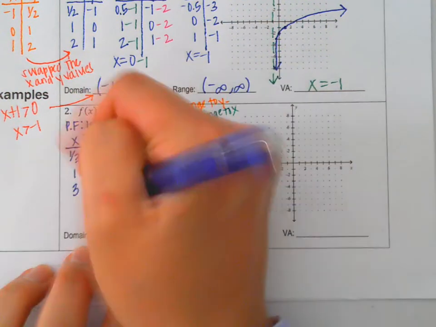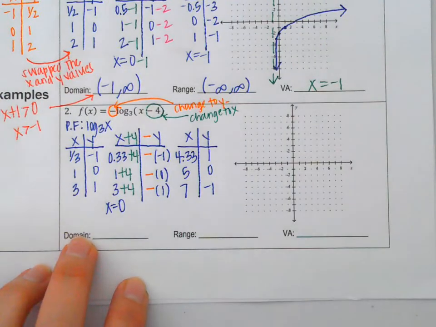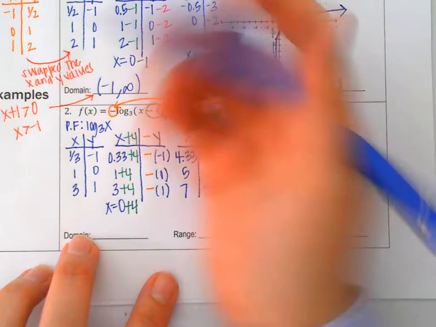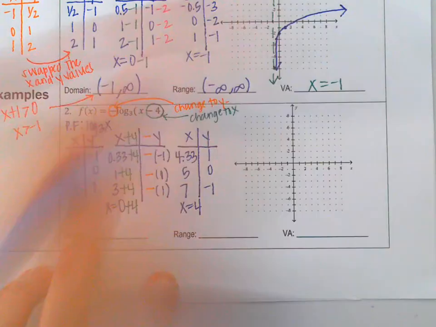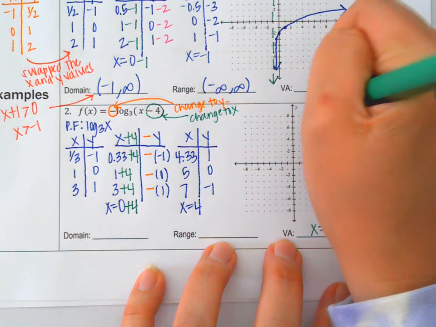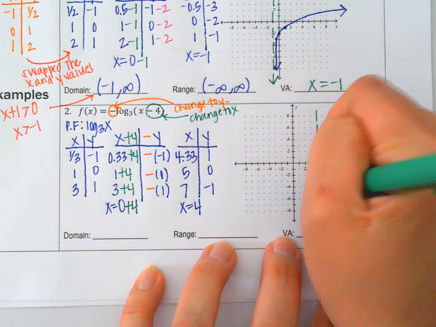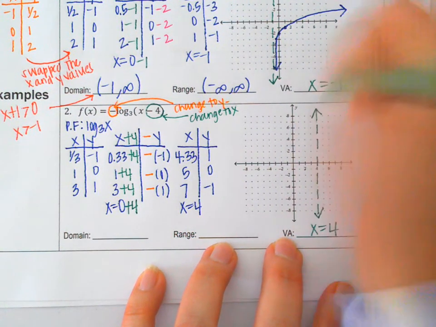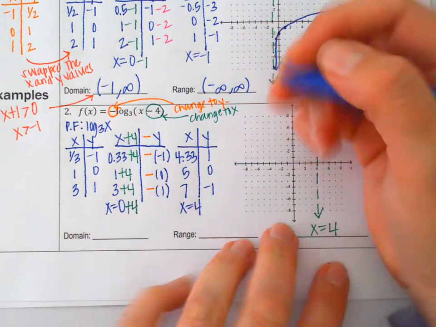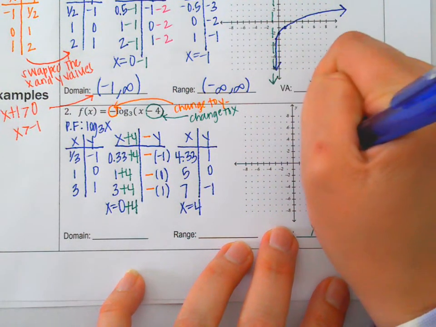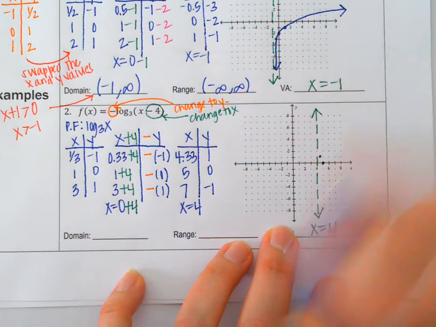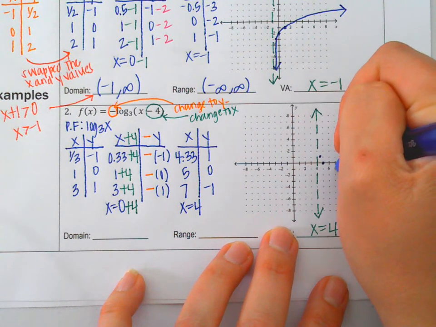Now let's do our vertical asymptote. So remember, our vertical asymptote starts at 0. All of our x values changed by 4. So my new asymptote is going to be at x equals 4. Okay, so now I can plot my points. So 4.33 is at 1. 5 is at 0. And 7 is at -1.